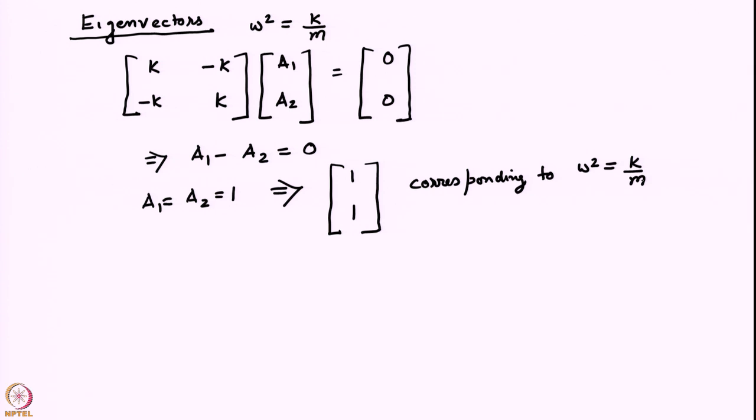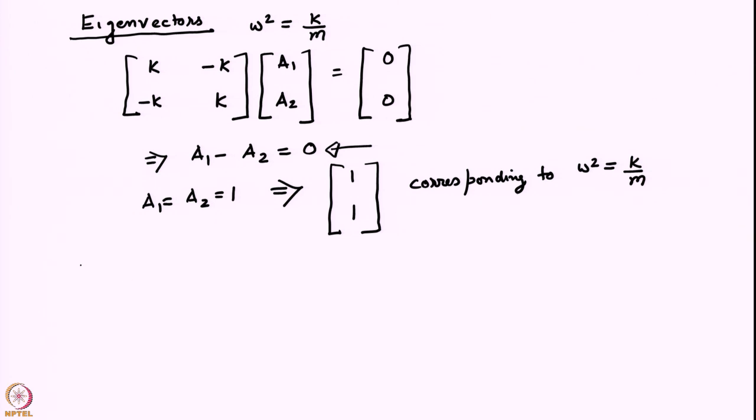You can immediately see that this choice is not unique. You could have chosen 2 2 or you could have chosen minus 2 minus 2. All of these choices will also satisfy this equation. This is the non-uniqueness that I was referring to earlier, and it tells you that the choice of eigenvectors is not unique. We will see the physical meaning of this slightly later.